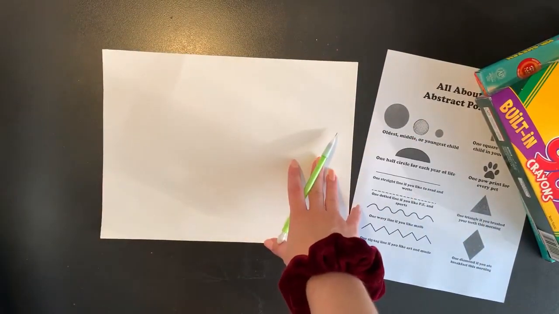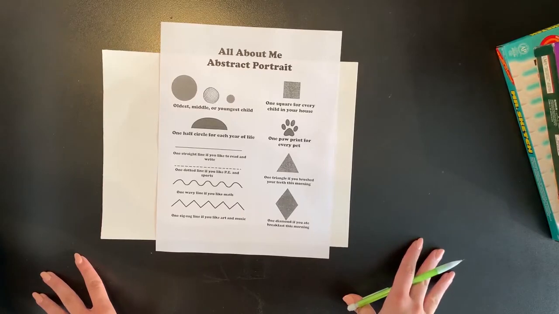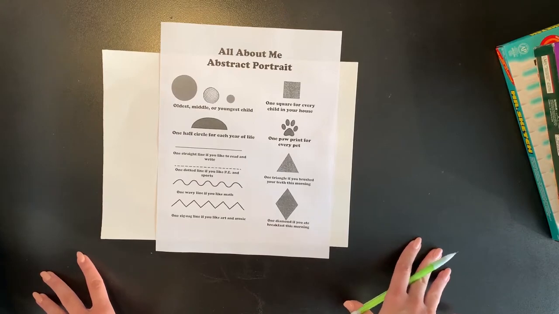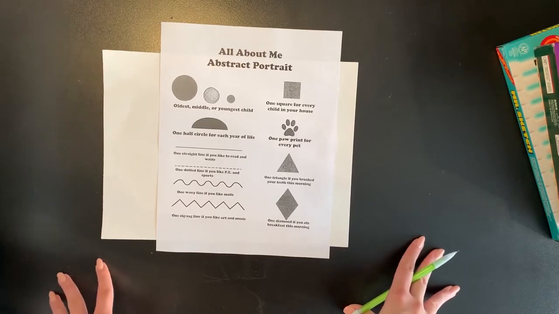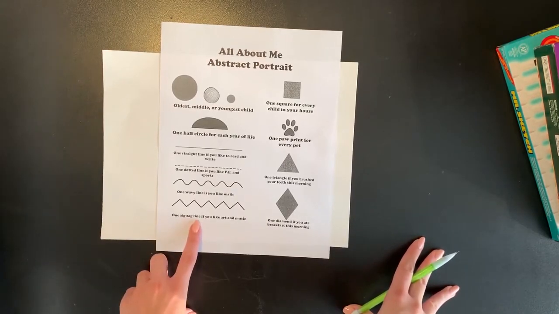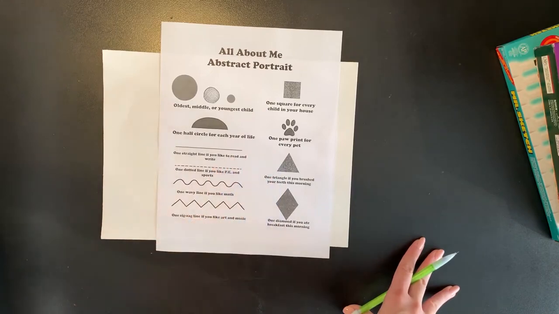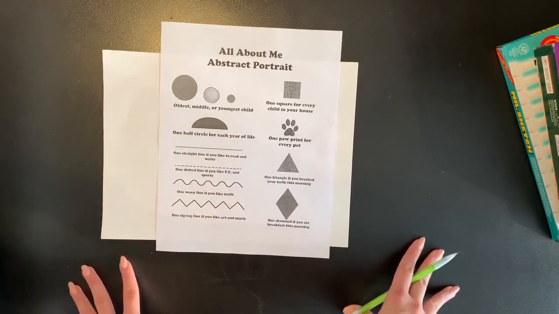Let's get started. Abstract art is art that is made of shapes, lines, colors, and textures, and it does not look like anything from real life. So today we're going to make an abstract picture that represents us by using this answer key that shows you different shapes to draw when you have different characteristics.